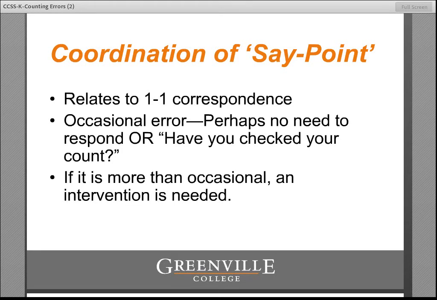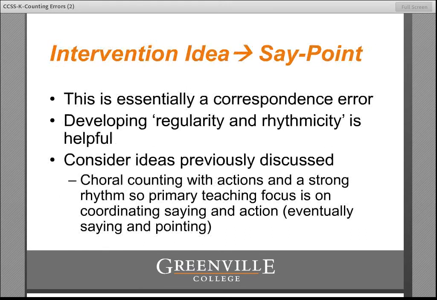Now, if the children have frequent issues with say-point coordination, then of course we have to think about what kind of instructional intervention that might require. We have discussed this previously, so I'm going to go through this fairly quickly, but essentially the counting sequence has a rhythm and a regularity to it that we really want to help students get. One word, one count, one word, one count.